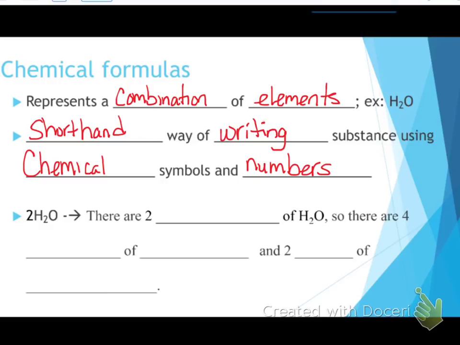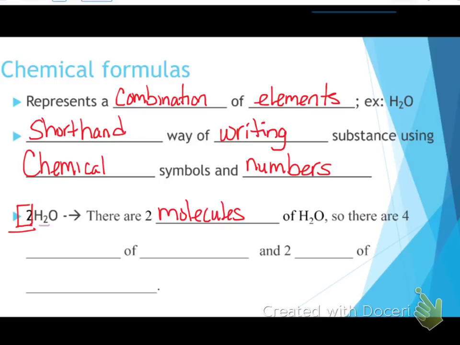For example, down below here, we have 2 H2O, and that means there are 2 molecules of water, or of H2O. So when we break this apart to see how many atoms there are of each, we have to know how to read it and how to use these numbers that are there. This 2 is the coefficient, and this 2 is the subscript. Also terms we just defined.